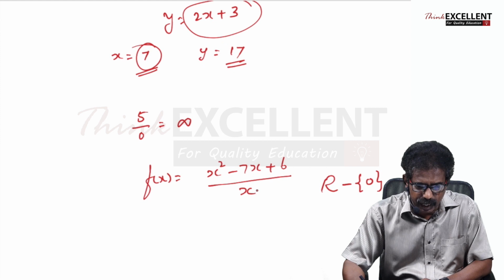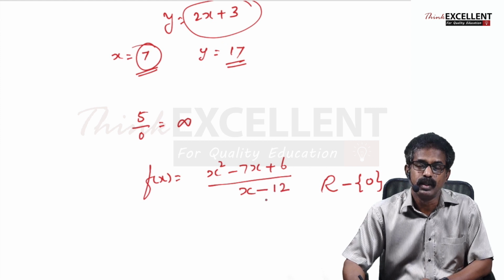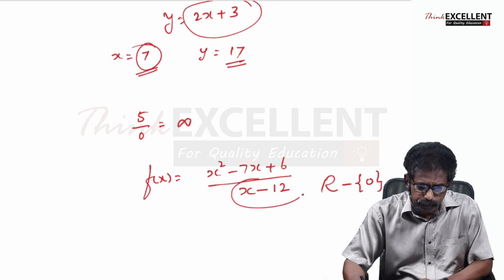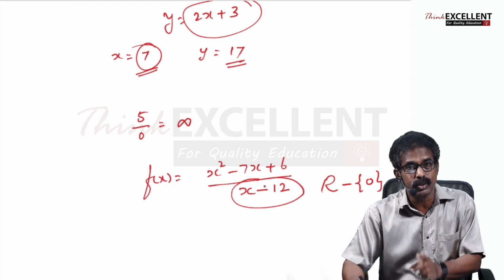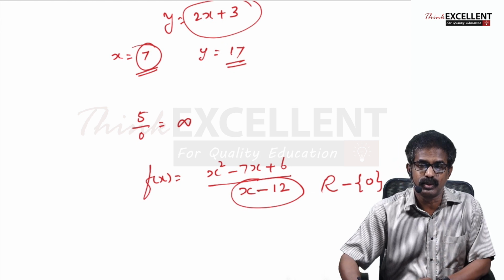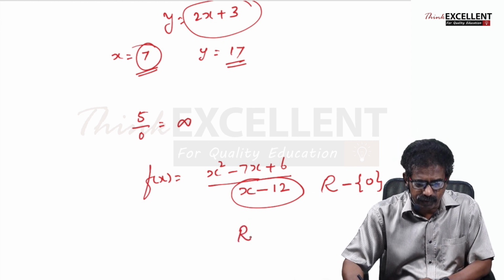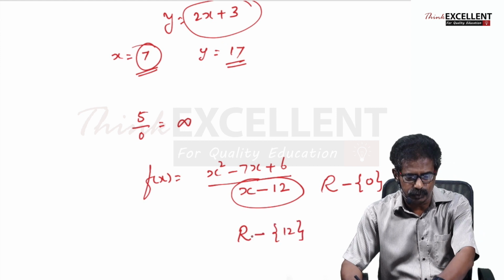Suppose the denominator is x minus 12. So the denominator becomes 0 when x is equal to plus 12, right? So when x is equal to 12, the function does not exist. So what is the domain? Set of all real numbers. From that you remove that 12.